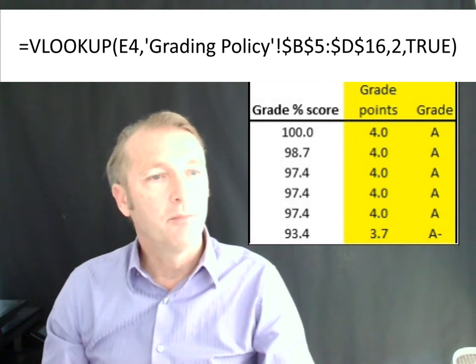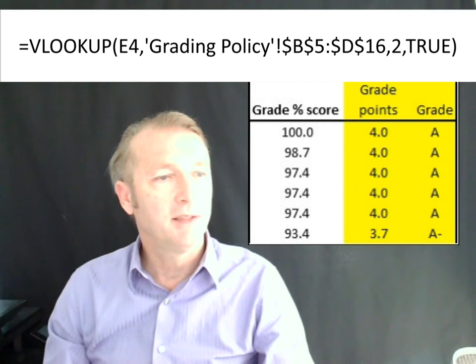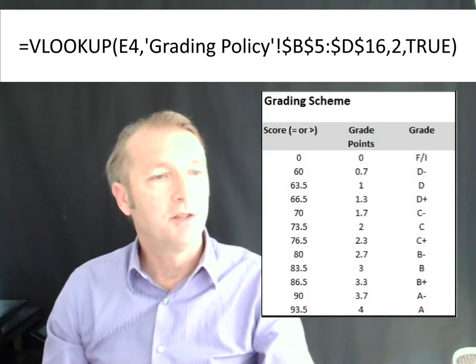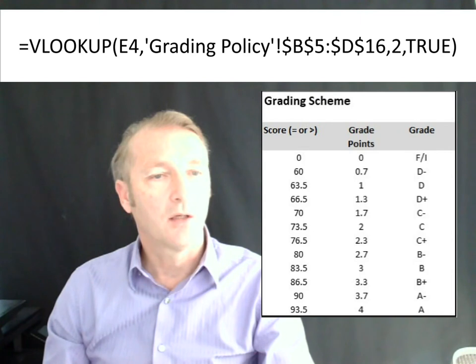The VLOOKUP function is basically built on that you have a grading policy or a grading scheme listed, where you can see the percentages, the grade points, and the grades. And you will need this one to calculate the actual grade points and grades for the percentages that you're doing.